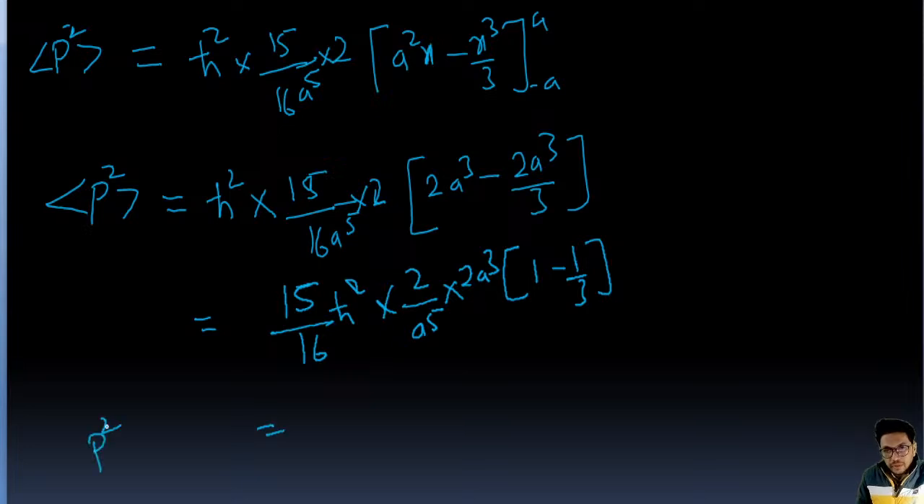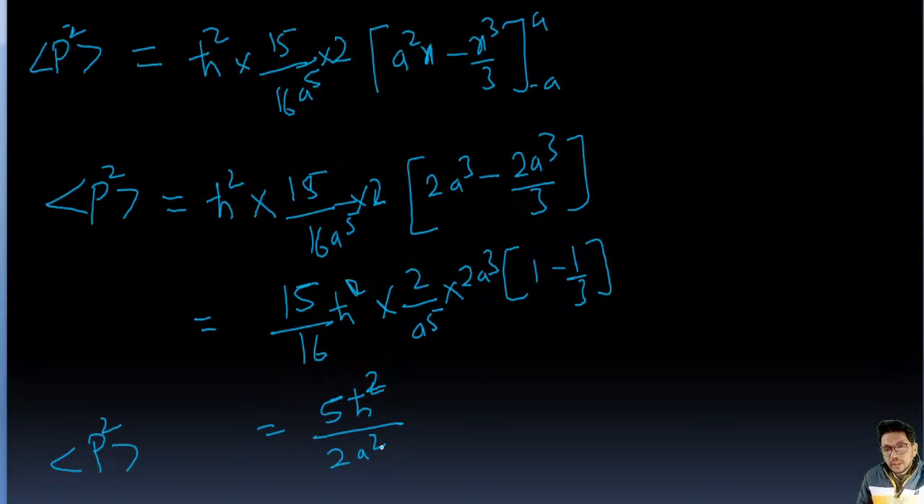So this value is going to be 5h cut square upon 2a square. So this is the value of p square, guys, the expectation value of p square. Now this one, 5h cut square upon 2a square.